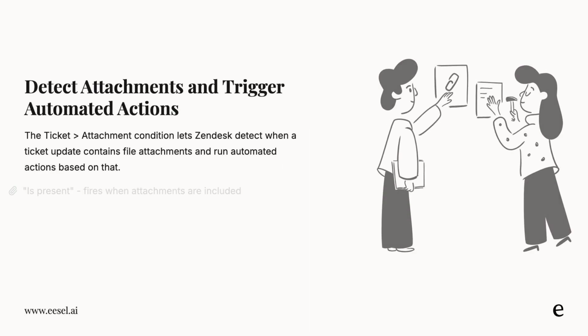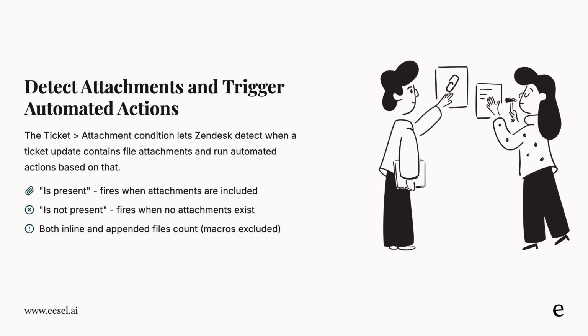The ticket attachment condition tells Zendesk to check whether the current ticket update includes any file attachments. You can fire when attachments are present, when they are absent, or combine both into more targeted workflows. Both attached files and inline images count, with one exception: macros are excluded from evaluation.